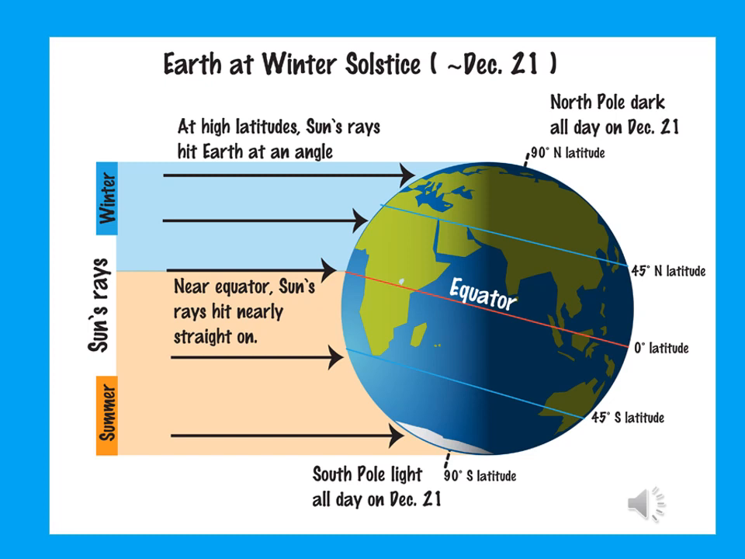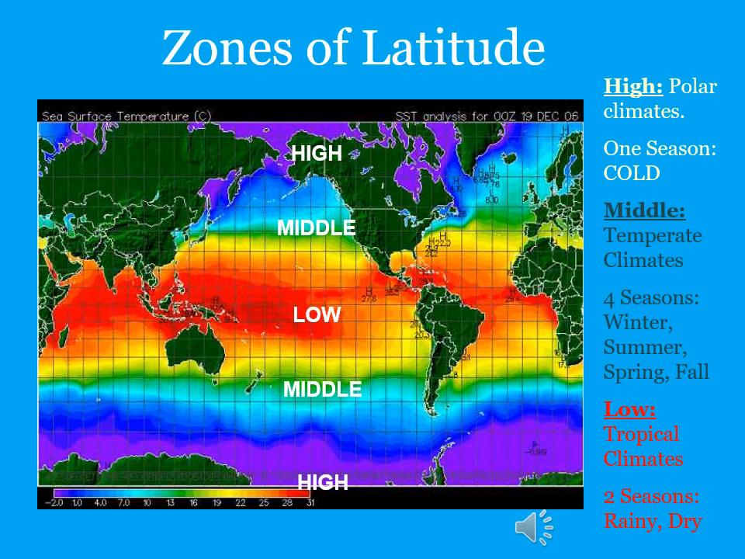Okay, now you have to understand something: the Earth is tilted 23.5 degrees on its axis. So we talk about the zones of latitude here, and we have three zones of latitude: the low latitudes, middle latitudes, and the high latitudes.